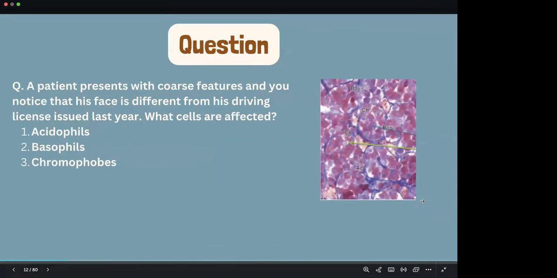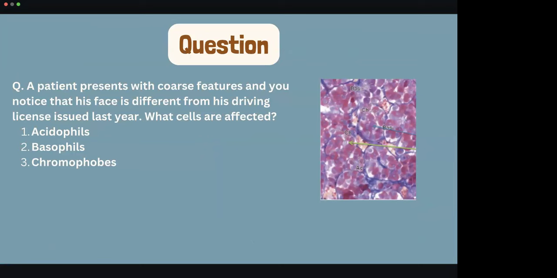Now on to how they could ask you a question about this. This is a question from our exam, from our Reaper final, and this is how Dr. Yaqeen will be asking you questions. He'll say, a patient presents with coarse features, and you notice that his face is different from the driving license issued last year.